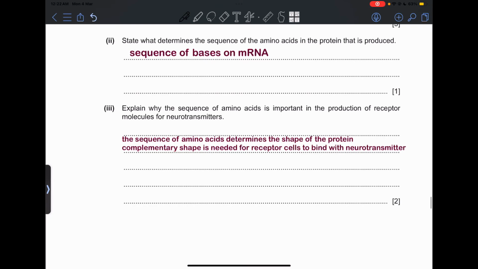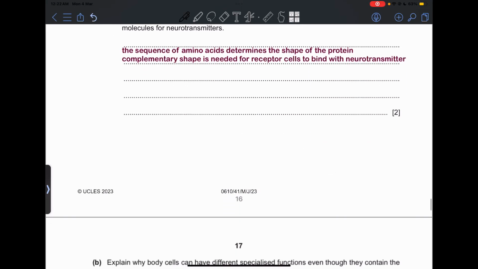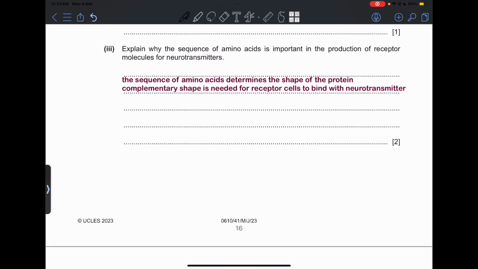Now part 3, explain why the sequence of amino acids is important in the production of receptor molecules for neurotransmitters. The sequence of amino acids determines the shape of the protein. So for example, if you change the sequence of the amino acids, just like a letter, then you're going to get a completely different shape of protein. Also the complementary shape is needed for receptors to bind with the neurotransmitter. You can think of it like phone numbers. If you mess up one number in your phone number, then you're going to get a completely different phone number, and it may belong to another person. So this is the same thing in the protein and the mRNA situation.